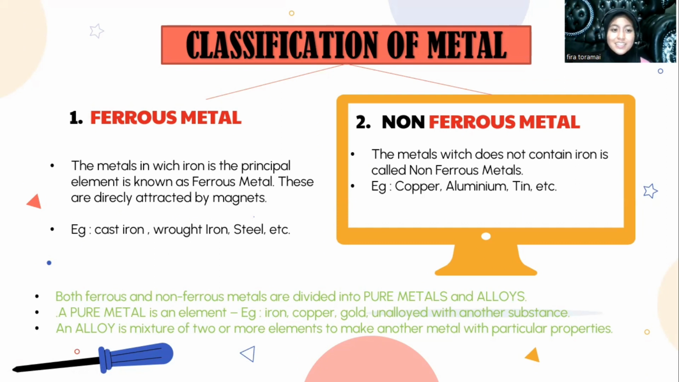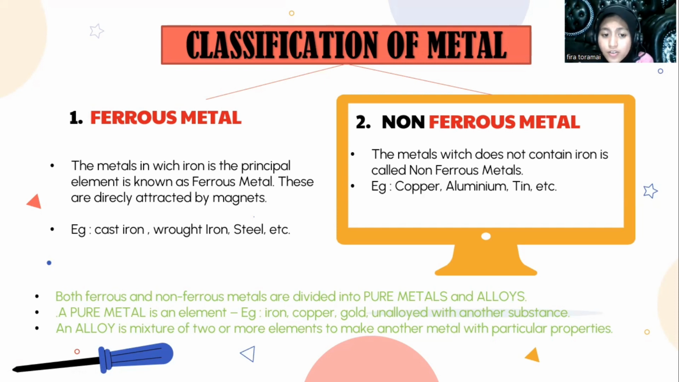The metals in which iron is the principal element are known as ferrous metals. These are directly attracted by magnets, for example, cast iron, wrought iron, steel, and etc. The metals that do not contain iron are called non-ferrous metals, for example, copper, aluminum, tin, and yeah.